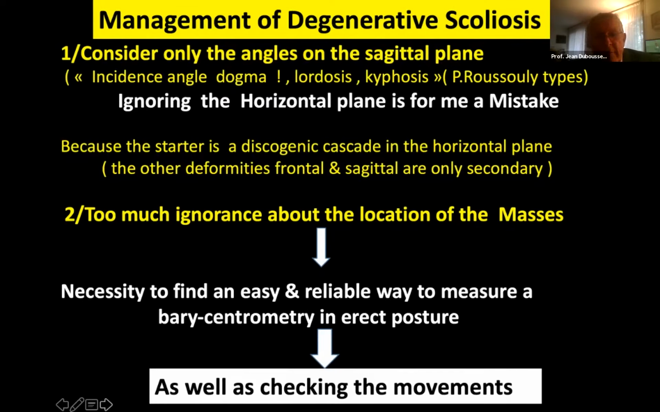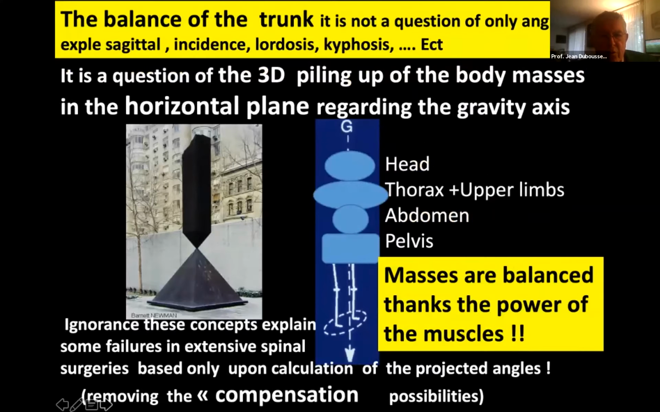Too much ignorance about the location of the mass, and it's necessary to find an easy, reliable way to measure the barycentrometry in erect posture, as well as checking the movement. Balance of the trunk is not a question of angle. It's a question of 3D plane hubs of the body mass in the horizontal plane regarding the gravity axis. And masses are balanced thanks to the power of the muscles.